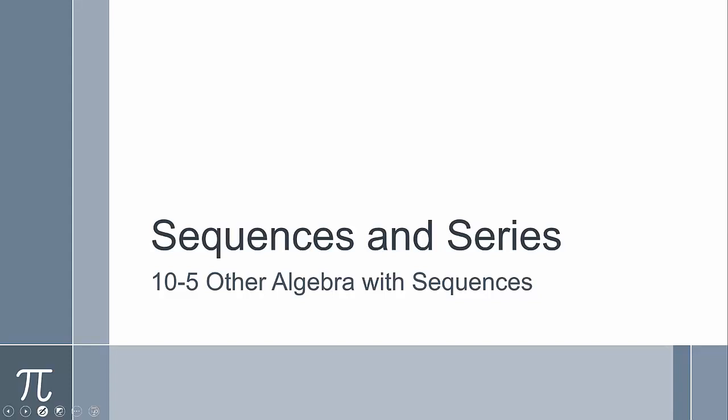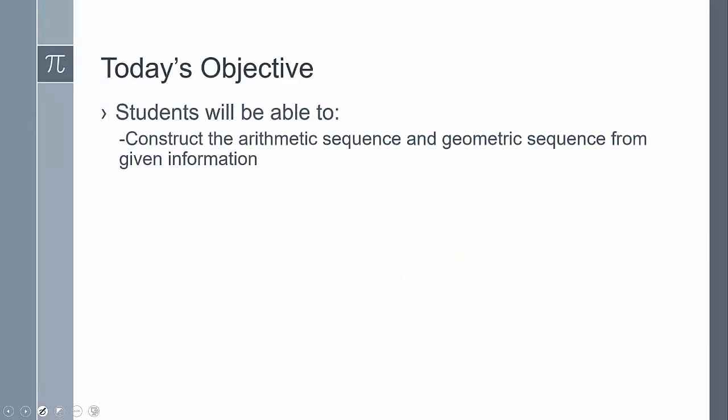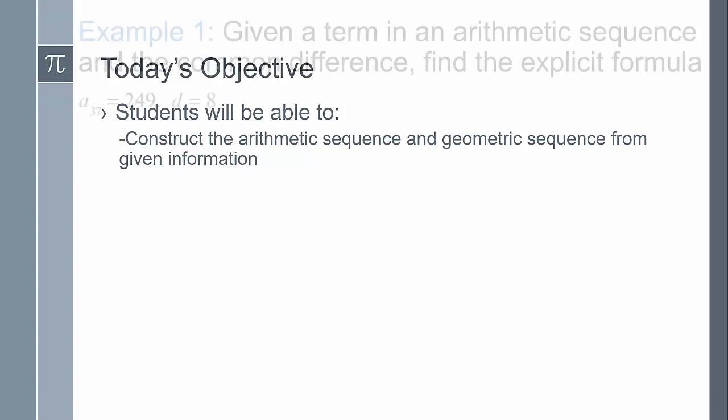This is 10-5. We're going to take a look at other algebra with sequences. So we're going to construct the arithmetic and geometric sequence from given information. Now, there's 4 examples. All 4 examples are unique. I ask that we look at all 4 examples.